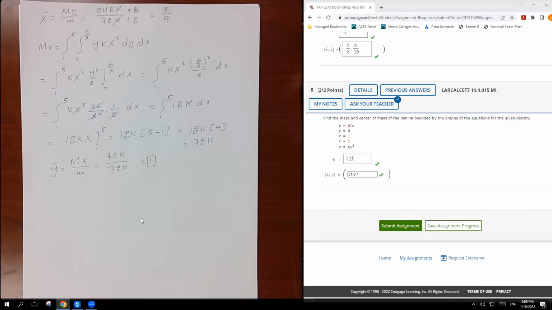There we go, we got it right. This is the whole thing for section 14.4.